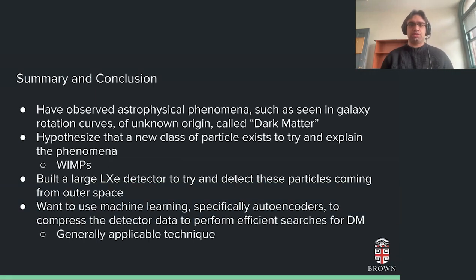We have some astrophysical phenomena, such as seen in galaxy rotation curves, of unknown origin. We call it dark matter, just because we don't know what it is. We hypothesize a new class of particle called a WIMP. There are others, but WIMPs are one of the more common, more accepted hypotheses to search for. We built a large liquid xenon detector to try and detect these particles coming presumably from outer space. They collide in our detector. We collect that data in the form of photons through the photomultiplier tubes. And we want to use machine learning, specifically autoencoders, to compress the detector data collected through these PMTs to perform an efficient dark matter search. Efficient in terms of storage costs, and in terms of data analysis efficiency. If you've got a lot of background, a lot of unnecessary stuff that you have to get rid of, it takes longer.